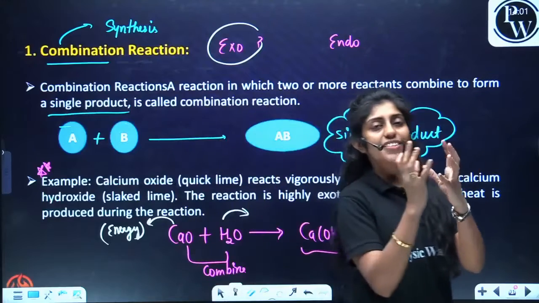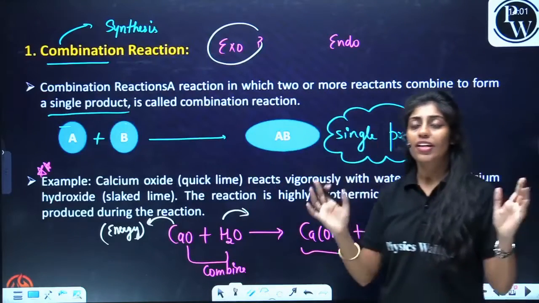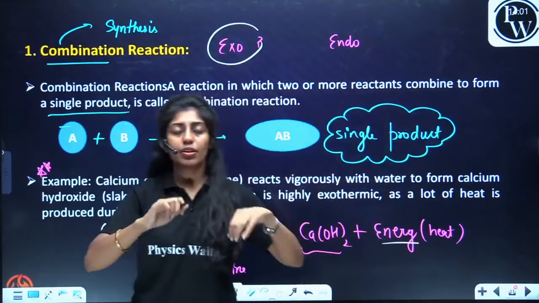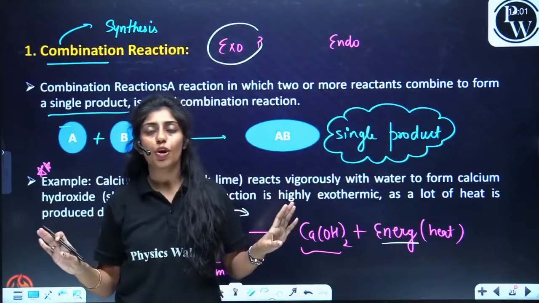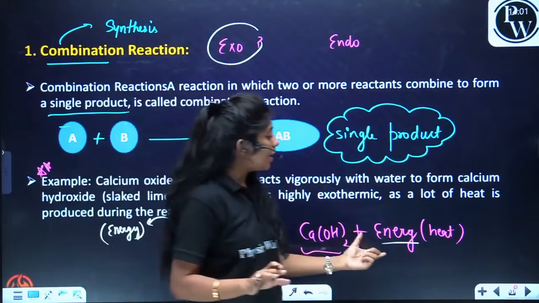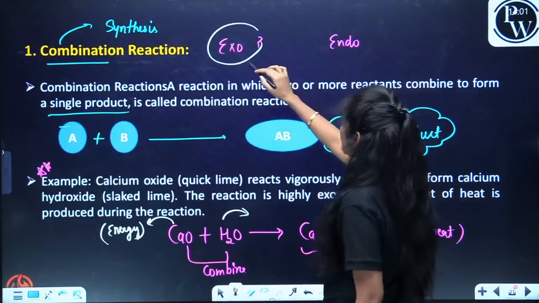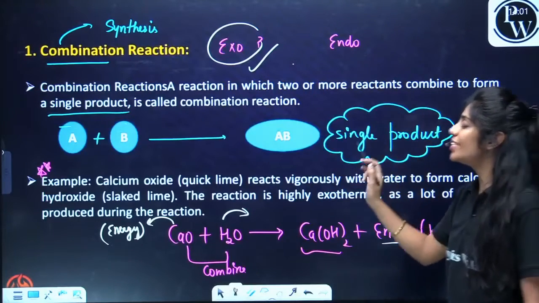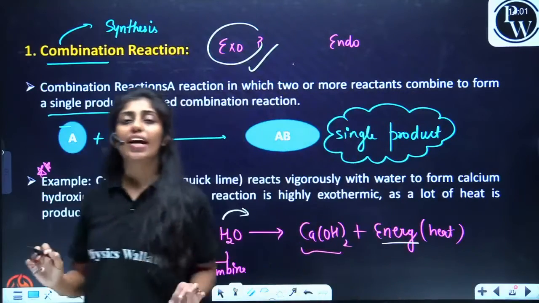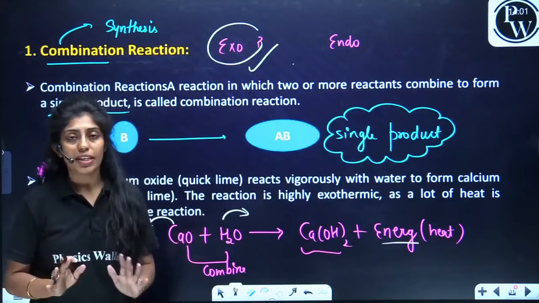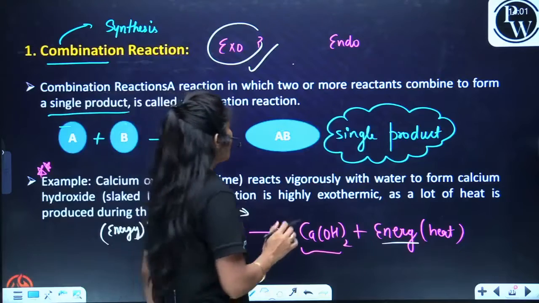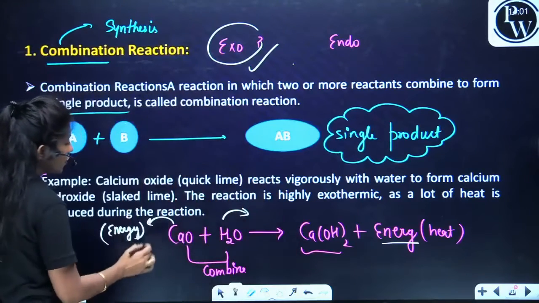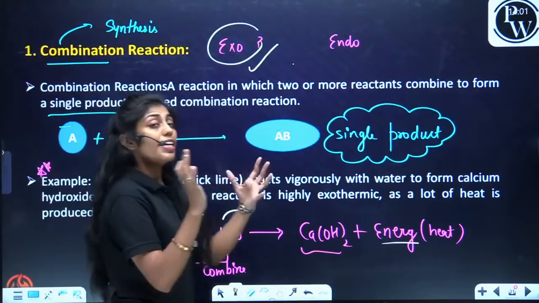When new bonds are forming, there will always be a release of energy associated. It tells you that it's a kind of exothermic reaction. So are we good? All you can say is that combination reactions are usually exothermic in nature. One more example we just studied is respiration. That was also a combination reaction.